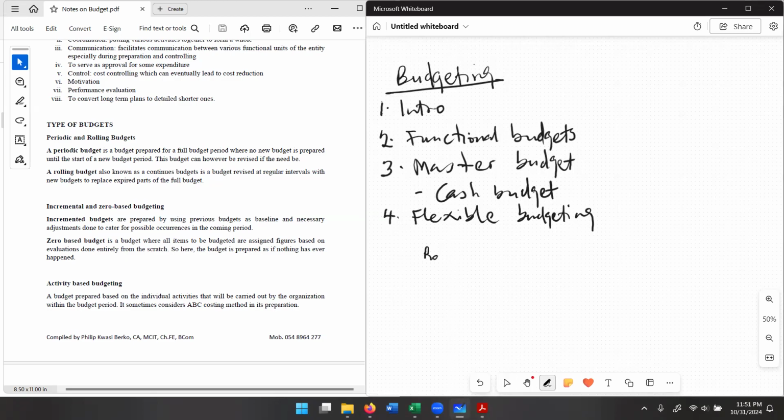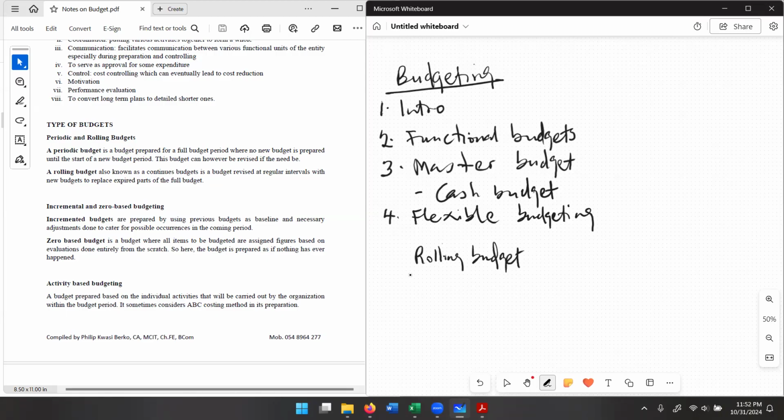So rolling budget, another name is what? A continuous budget. So they are budgets which we prepare with initial intention of preparing new budgets to replace expired portion of the budget. So let me give you an example. Rolling budget.